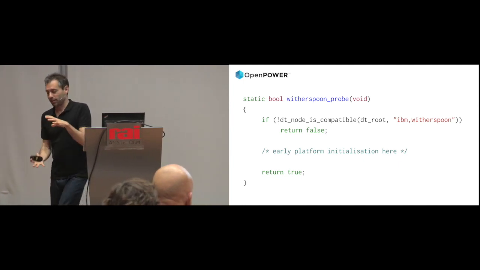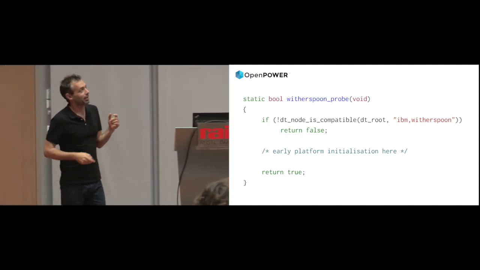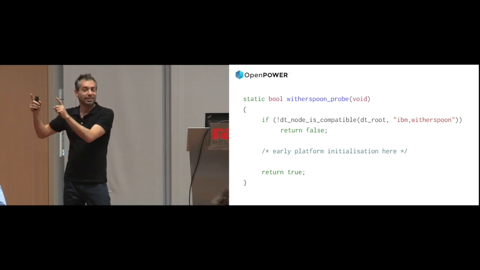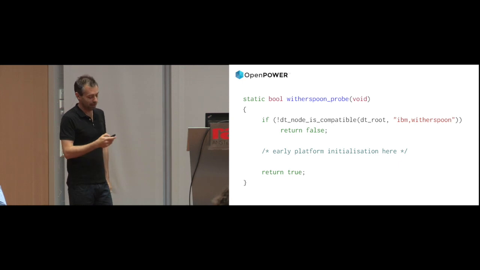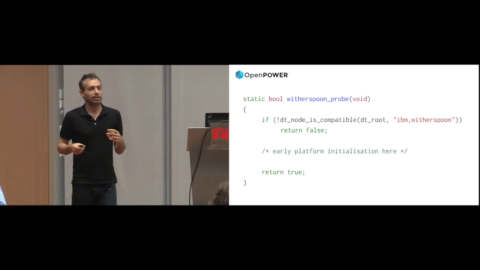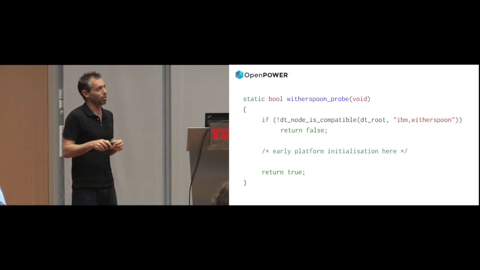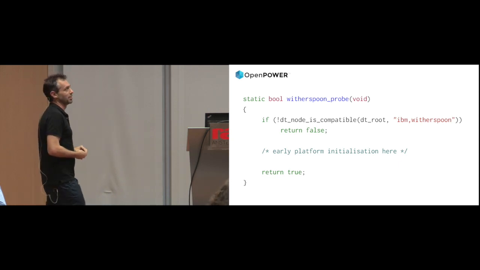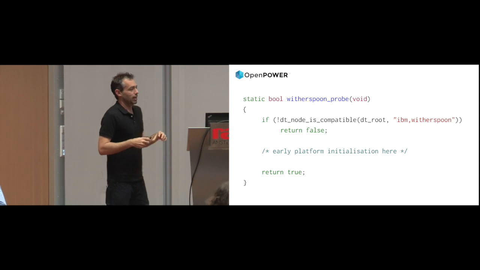The next thing to do, you've probably copied one of the existing platform definitions. The first thing you've done is change the compatible string, so you've got a unique machine identifier, and then you've implemented your own stuff, your early platform initialization, some of the other parameters that you would have in a skiboot definition for your platform. What do you do next?